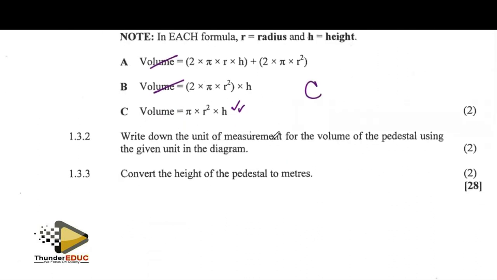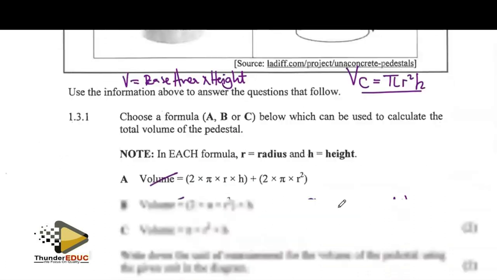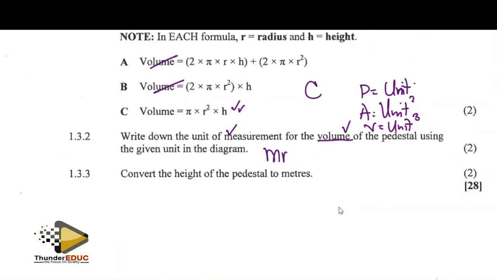1.3.2. Write down the unit of measurement for the volume of the pedestal using the given units in the diagram. Remember, they said write down the units of measurement of volume. For area, the units have to be squared. Volume units have to be cubed, whereas perimeter units remain the same. The units that we see in the diagram were millimeters. So here we shall write millimeters cubed. Don't forget that, because you're looking for units of volume.